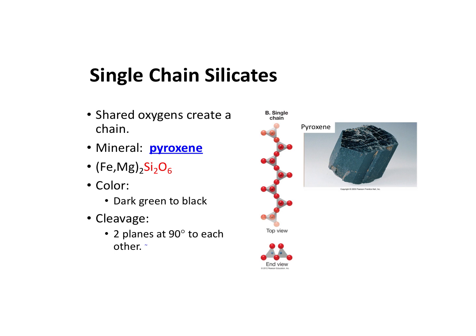Then we have single chain silicates. So here we're sharing oxygens just to create a single chain. And we could have another single chain over here, but they would not be sharing any oxygens between them. The mineral we're learning in this category is the mineral pyroxene.